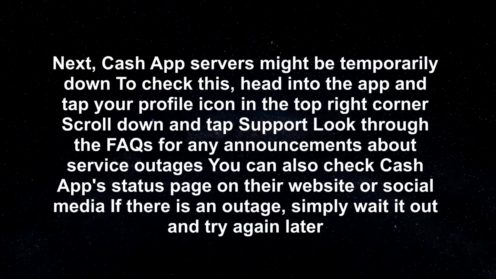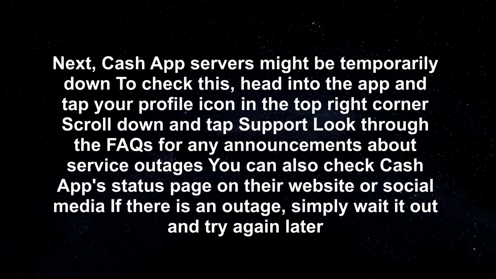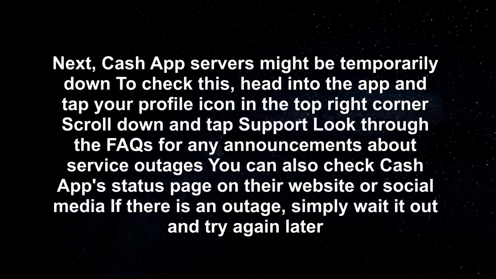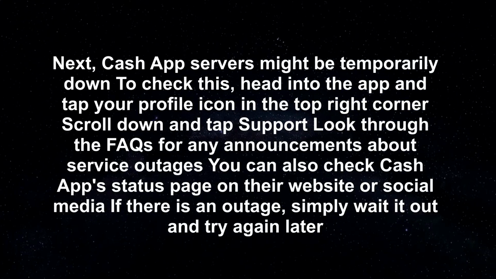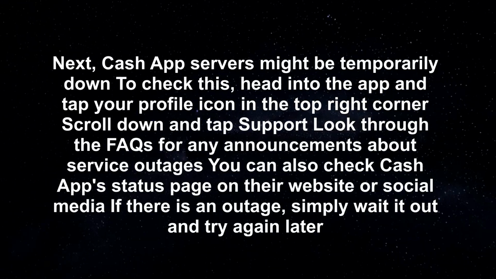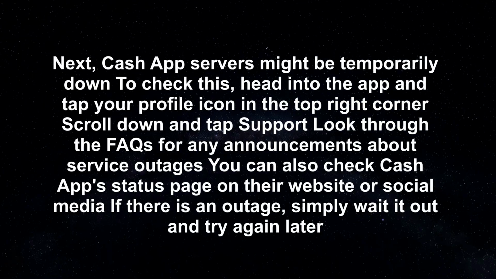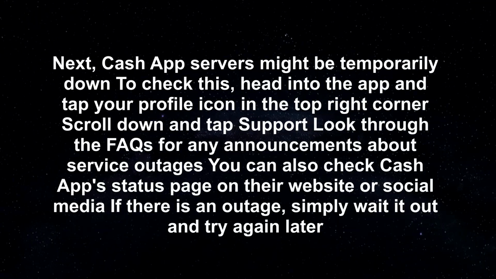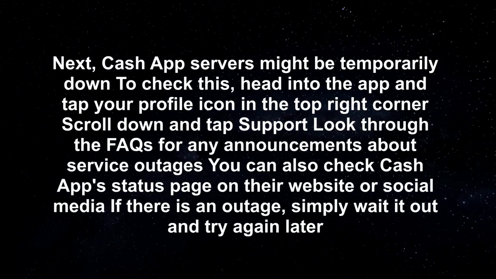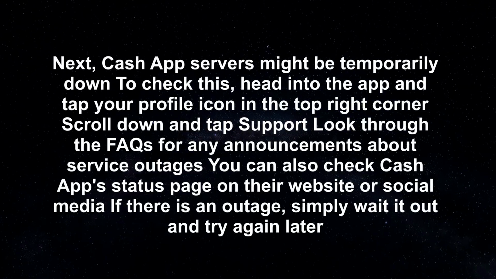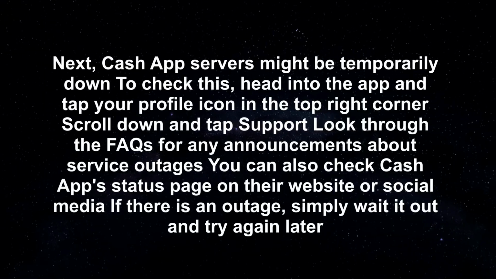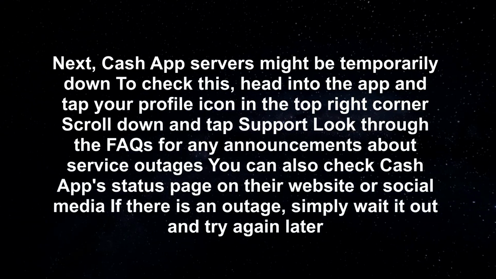Next, Cash App servers might be temporarily down. To check this, head into the app and tap your profile icon in the top right corner. Scroll down and tap Support. Look through the FAQs for any announcements about service outages. You can also check Cash App's status page on their website or social media. If there is an outage, simply wait it out and try again later.